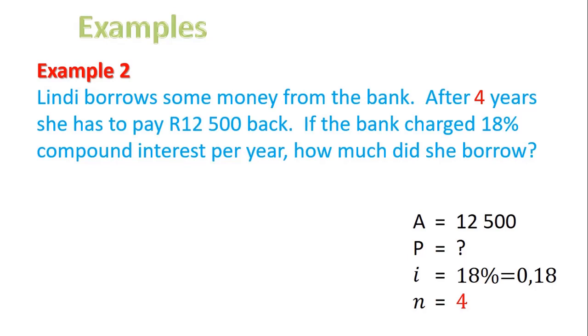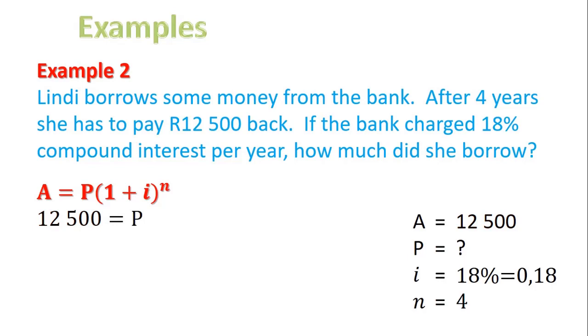Let's write down our compound interest formula. A equals P(1 plus i) all to the power of n. So my A is 12,500. That equals, my P is what I want, so I just write down the letter P. Then open brackets, 1 plus my interest rate is 0.18. Remember, it's as a decimal. Close brackets, and then my n is 4. Alright, so next step.